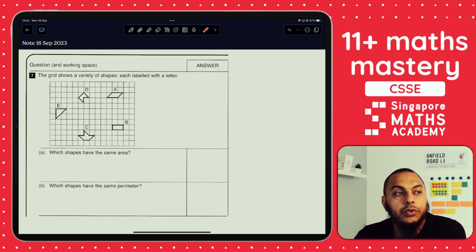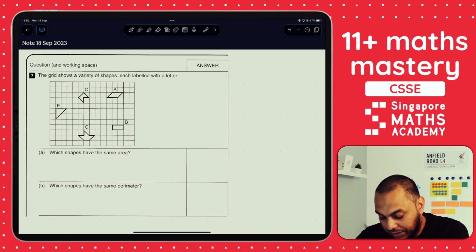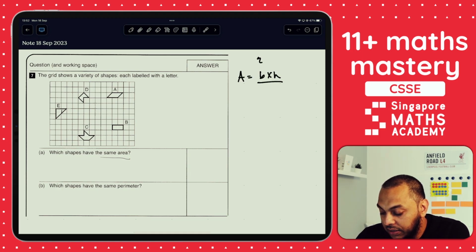In terms of area, it can be a bit tricky when you look at something like this, right? So what we have to think about and discuss with our children is, how do I do this? Well, E is a triangle, right? So we're trying to work out which one's the same area. E is a triangle, and triangles we know have area as base times height divided by 2.